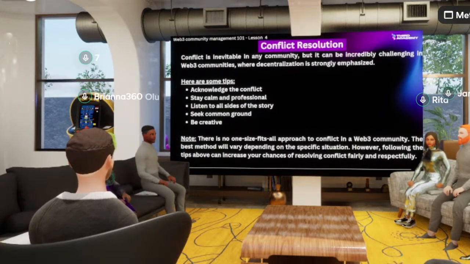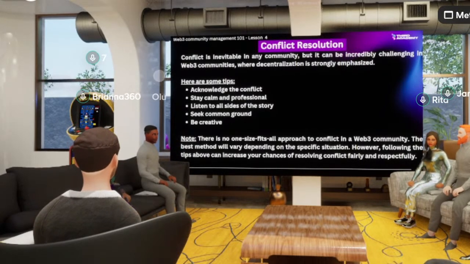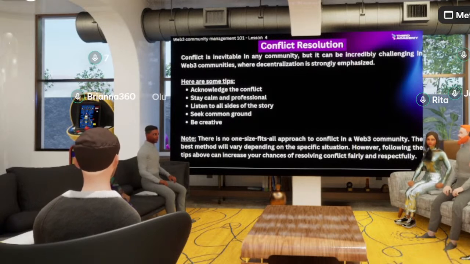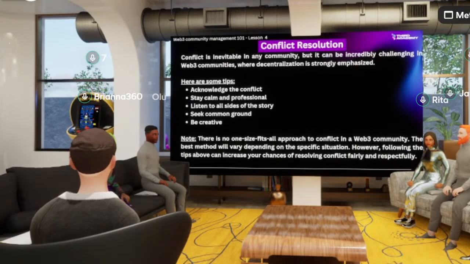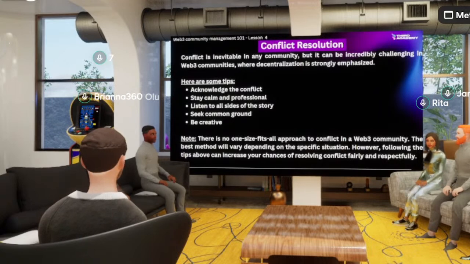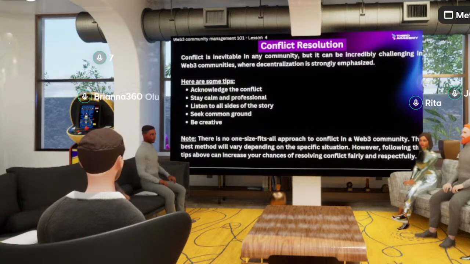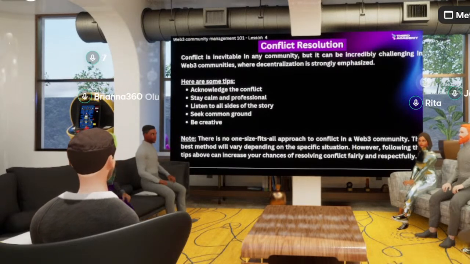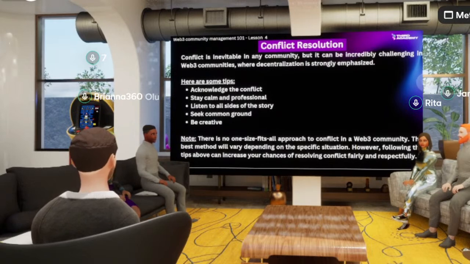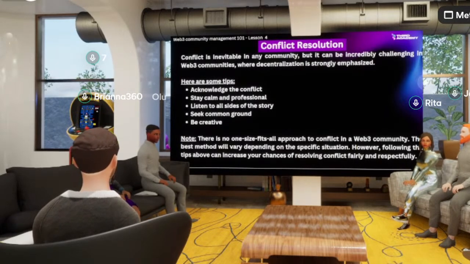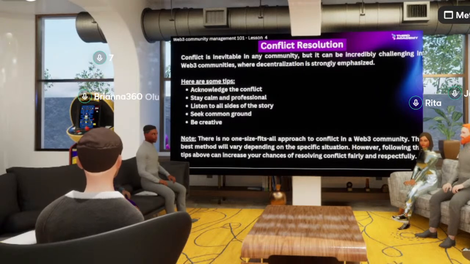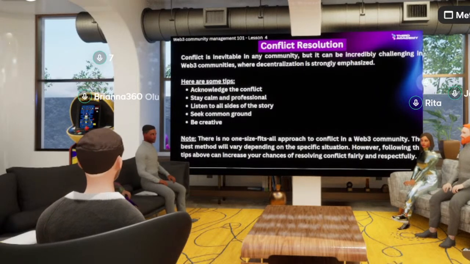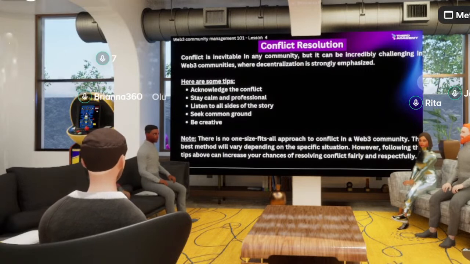And also stay calm and professional. It's essential to stay calm and professional when dealing with conflict. This means avoiding personal attacks, right? As a community manager, stay away from personal attacks and focus on the issue at hand. It's also necessary for you to respect all parties involved, even though you disagree with them. So avoid personal attacks and let your focus be only on the issue at hand and how you can resolve it.